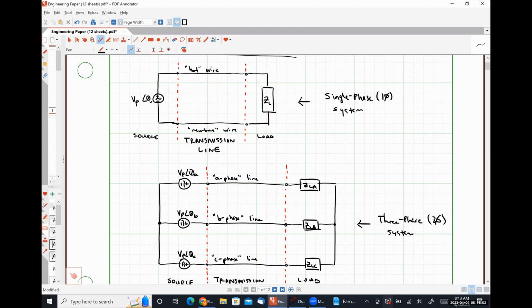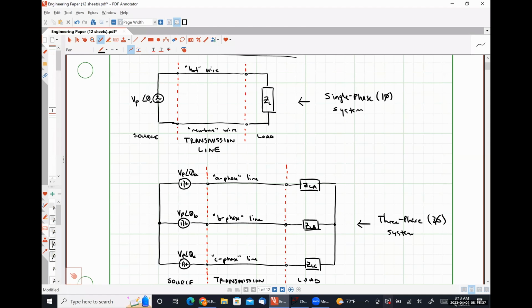So that means we're able to deliver 3 times as much power using only 1.5 times as many wires. That is significantly cheaper to the electric utility. When you're talking about running transmission lines for hundreds of miles, the smaller amount of copper that you can use to get your power from point A to point B means that the system is more economical.